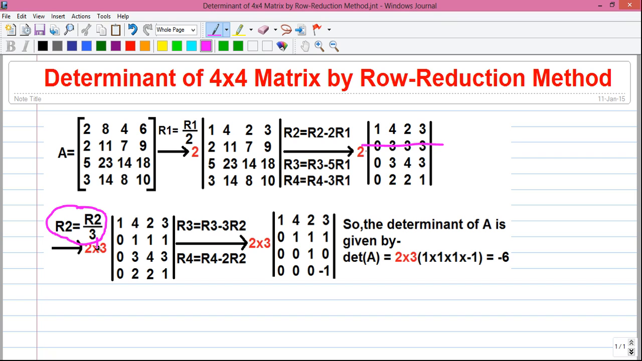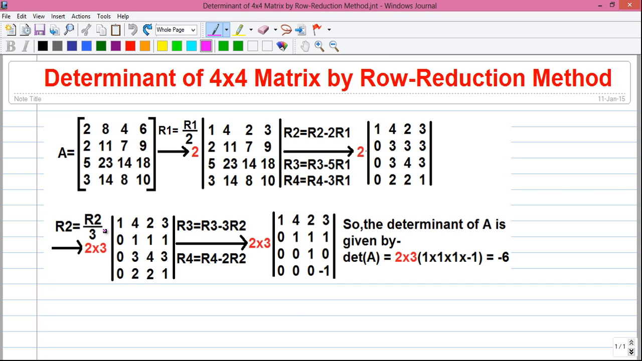And we will take this 3 out along with the previous 2. Next, to get a 0 at this position, we can multiply row 2 by 3 and subtract that from row 3. That is written here, R3 equals R3 minus 3R2.